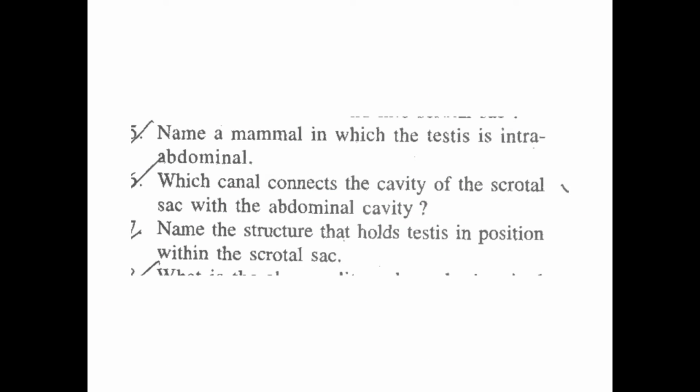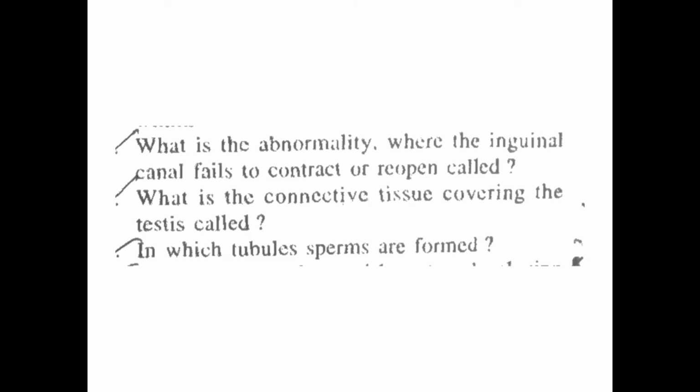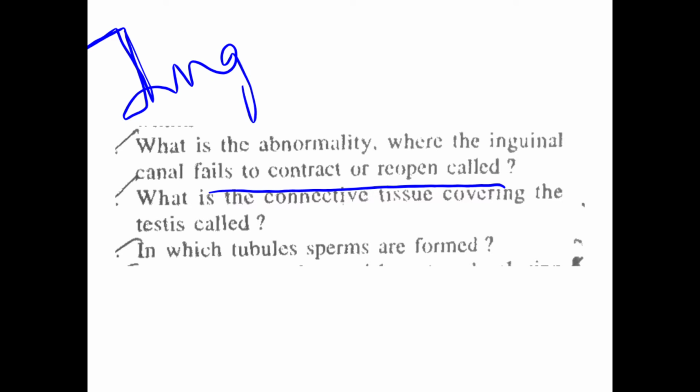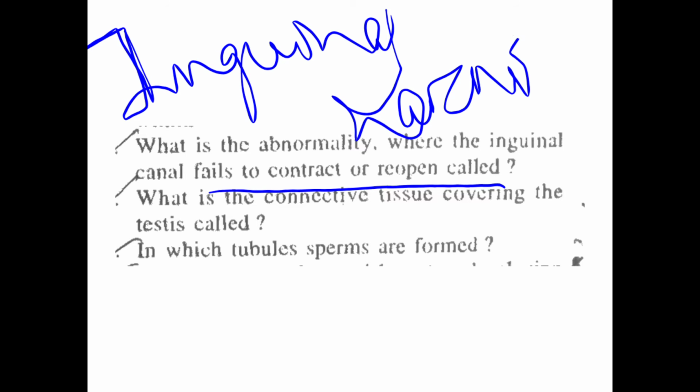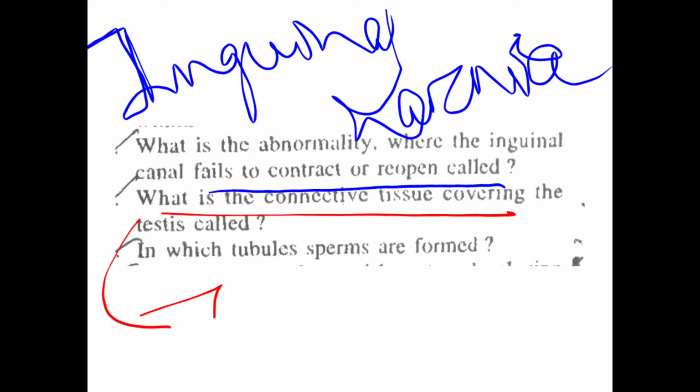Next. Name the mammal in which testis is retained. What is the abnormality where the inguinal canal fails to contract or close? That abnormality is known as inguinal hernia. Okay. What is the connective tissue covering the testis? It is very simple, that is tunica albuginea.